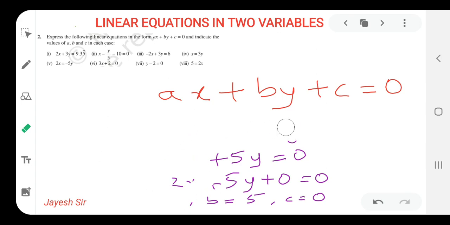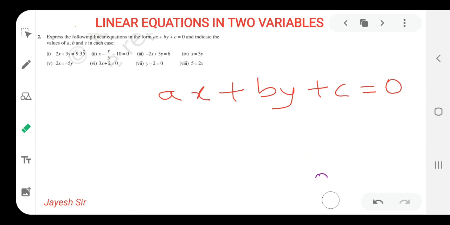I am solving the remaining sums over here so that you won't face any difficulty, and if you are capable of solving on your own, pause the video and try to solve on your own, as I am solving over here for you only.